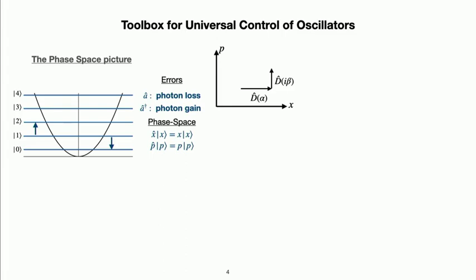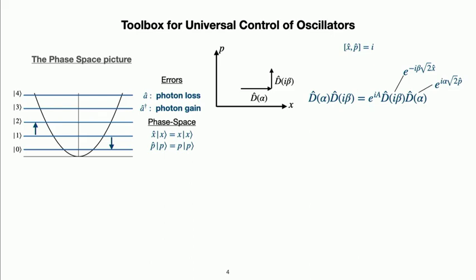Now, position and momentum operators do not commute for a quantum system. And so these displacements do not commute either. And the reason behind that is that these displacement operators are just exponentiated position and momentum operators.